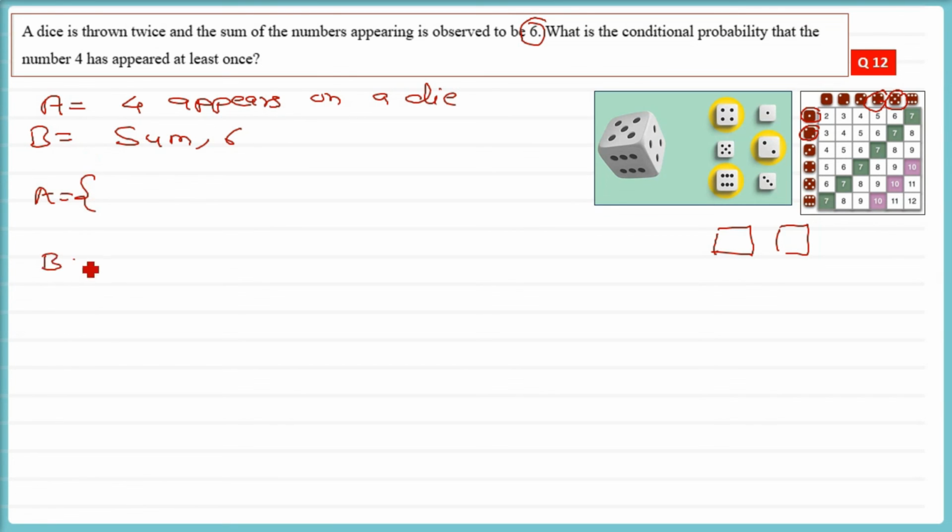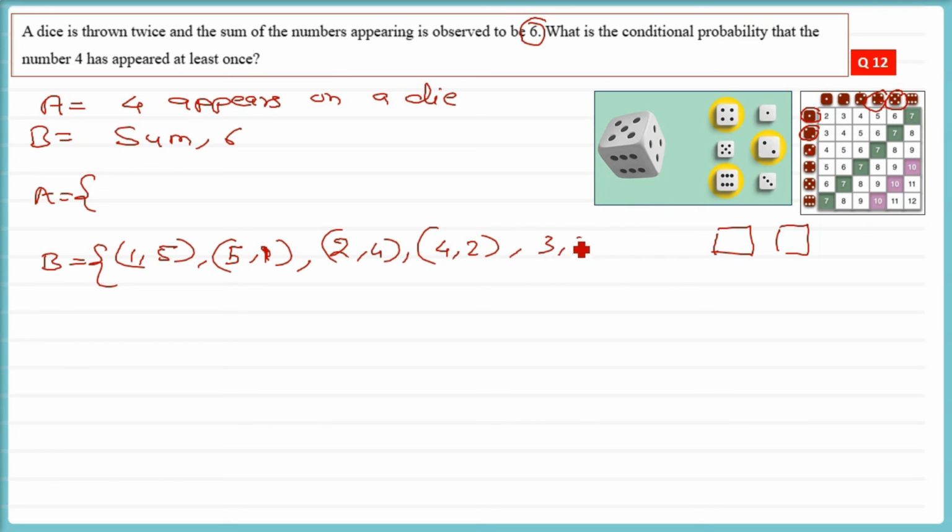Now let's make B first. You will know why I'm making this. Sum is 6. What is sum 6? Please remember, a set cannot have repeated values. Redundancy is not allowed. So I told you, the 6 can come only when we have 1 and 5, 5 and 1, 2 and 4, 4 and 2, and 3 and 3. So 1 comma 5, 5 comma 1 I'm writing first, 2 comma 4, then 4 comma 2, or we have 3 and 3. 3 can come in the first, 3 can come in the second, and vice versa. But the set only allows us to write 3 comma 3.